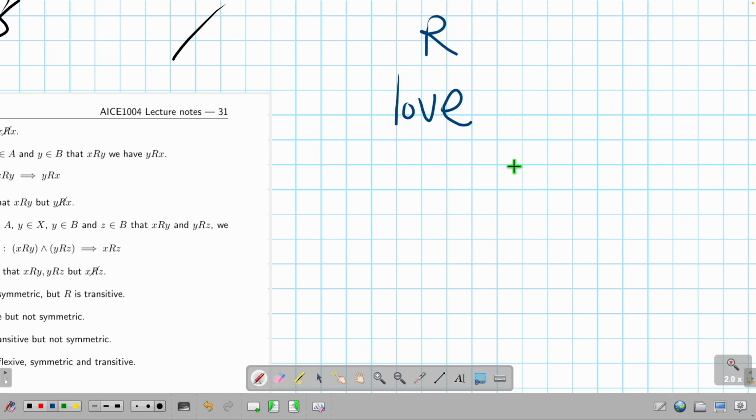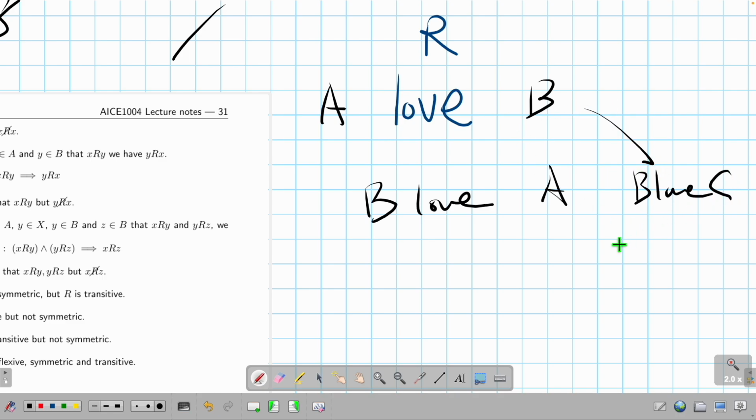Let's say R is love. A loves B and then B loves A. It's not the same thing, right? So that means it's not symmetric. And also, let's say B loves C. Does it imply A loves C? No, right? So love is not symmetric and not transitive. Then what about, is love reflexive? A loves A, then A loves A. Yes. So love is reflexive.